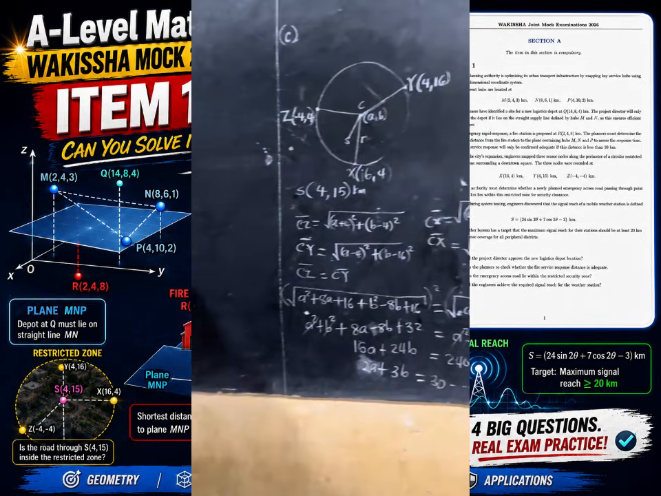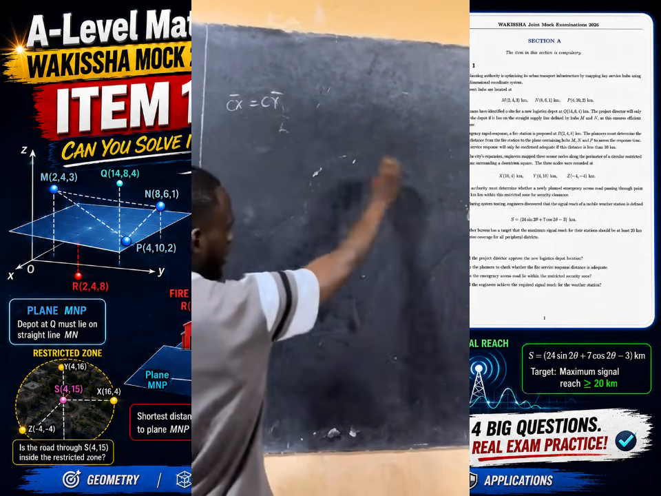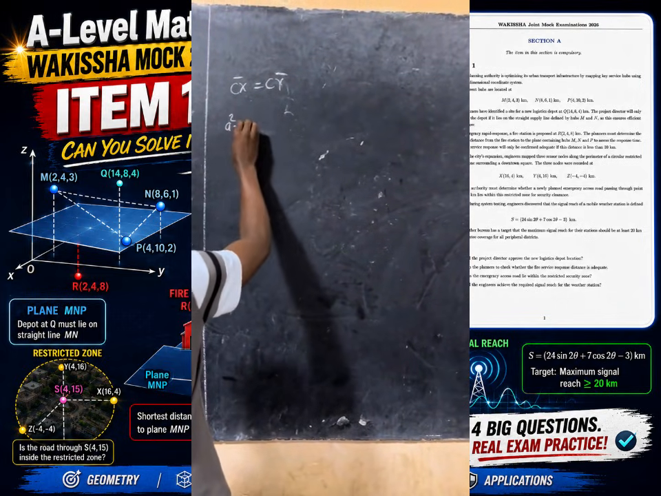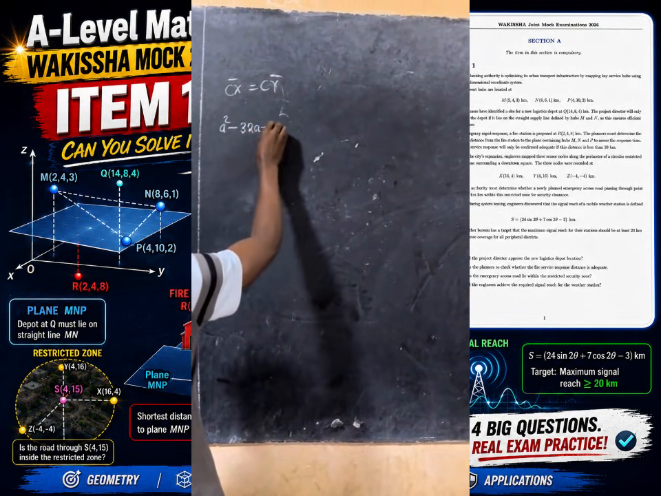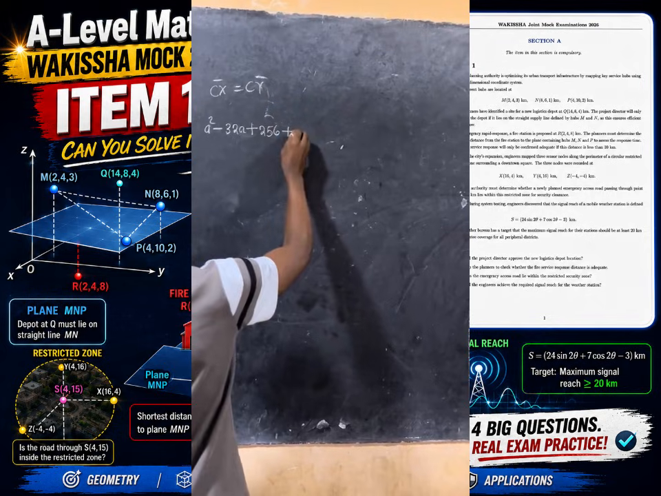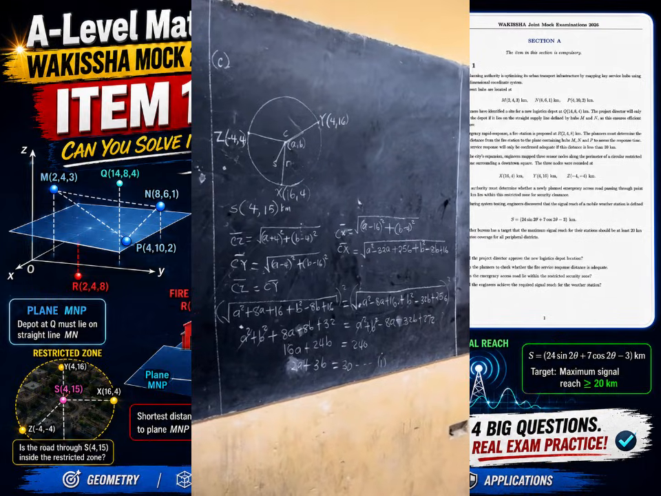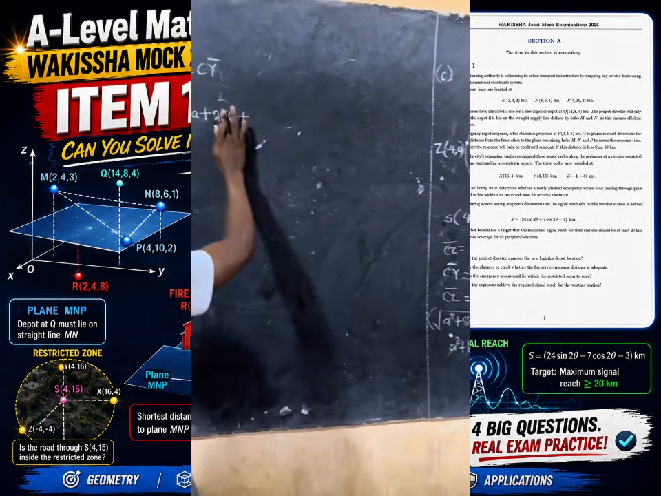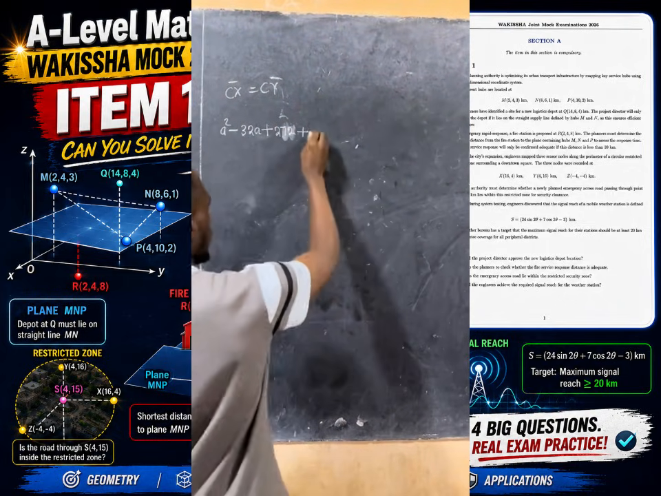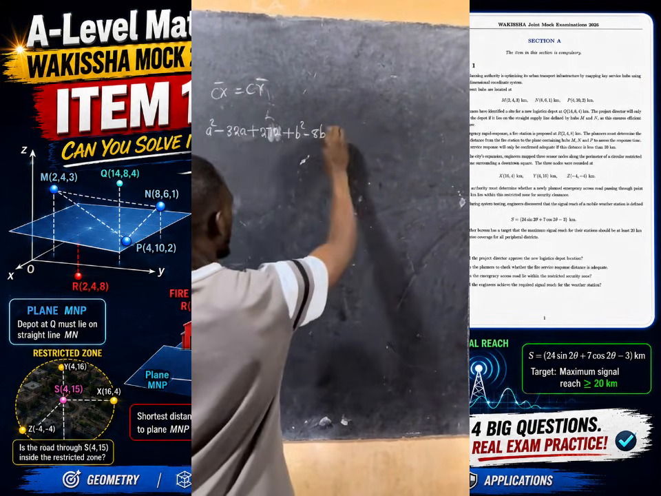I'm going to say CX is equal to CY, whether CZ or CY. Now the CX is a squared minus 32a plus 256. When we add on 16, we saw it was 272. Let me just substitute plus 272, then plus b squared minus 8b. This is CX is equal to CY.